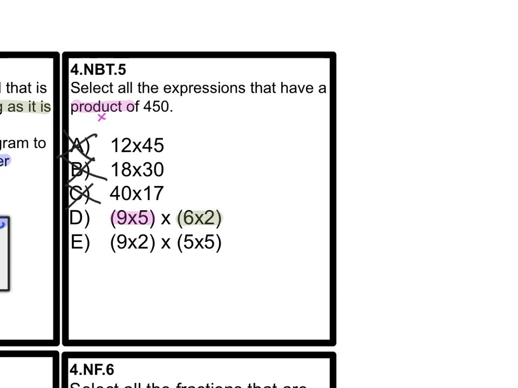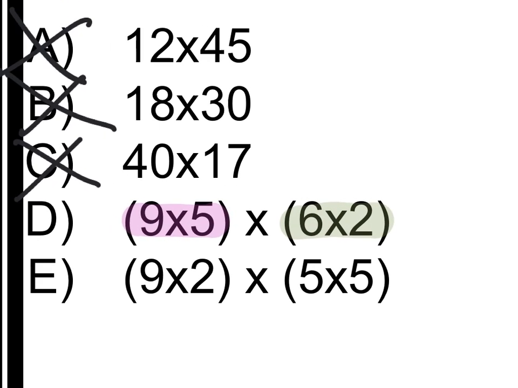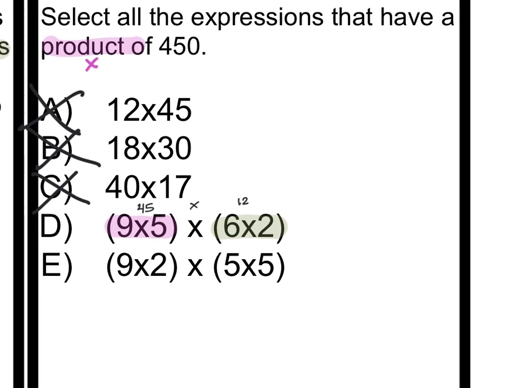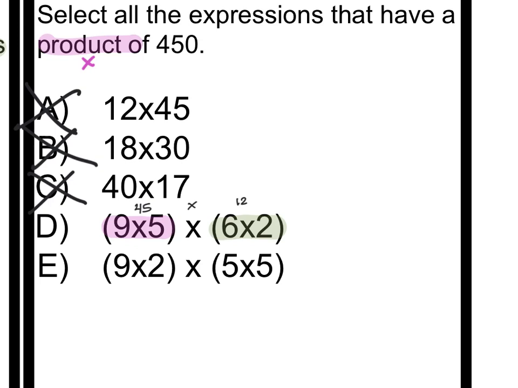So what I mean by that is 9 times 5, I'm going to zoom in a little bit. 9 times 5 is 45. So we're going to multiply 45 by 6 times 2, which is 12. So when we do our math squares, that's the two numbers that we're going to be breaking apart.